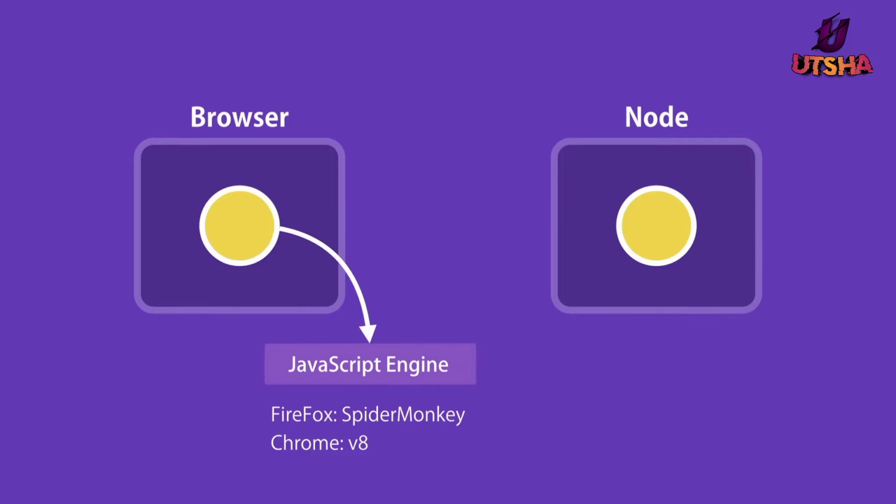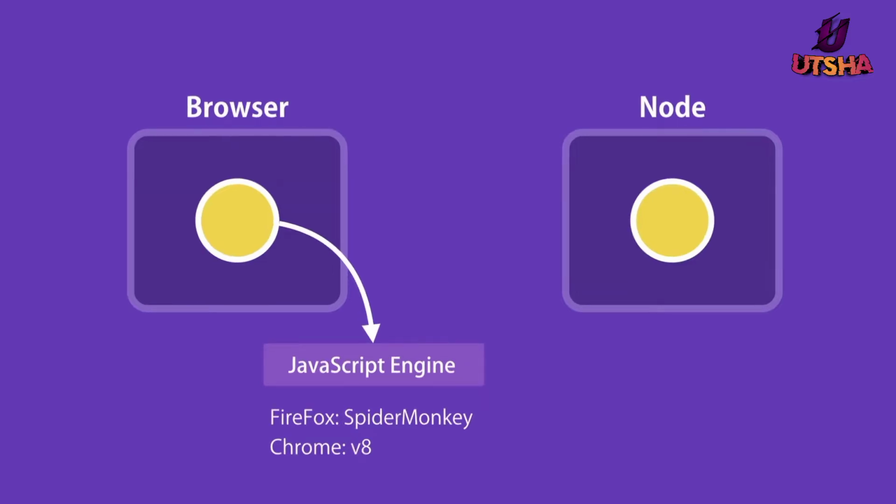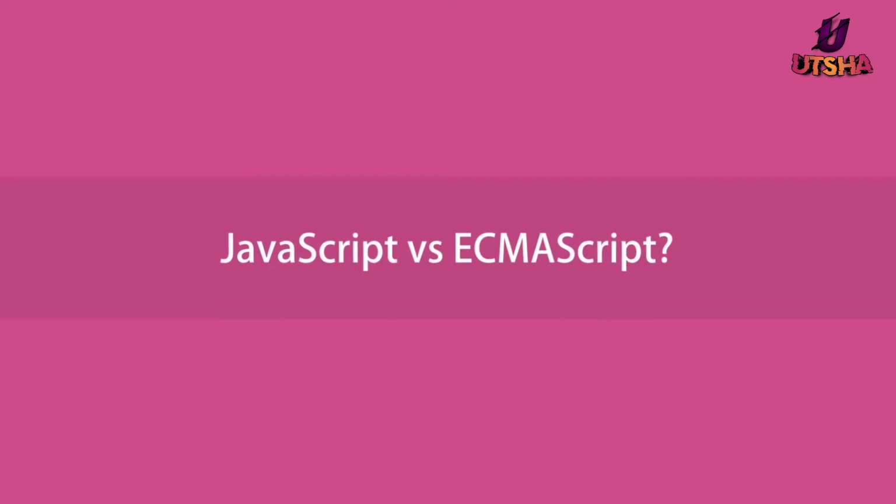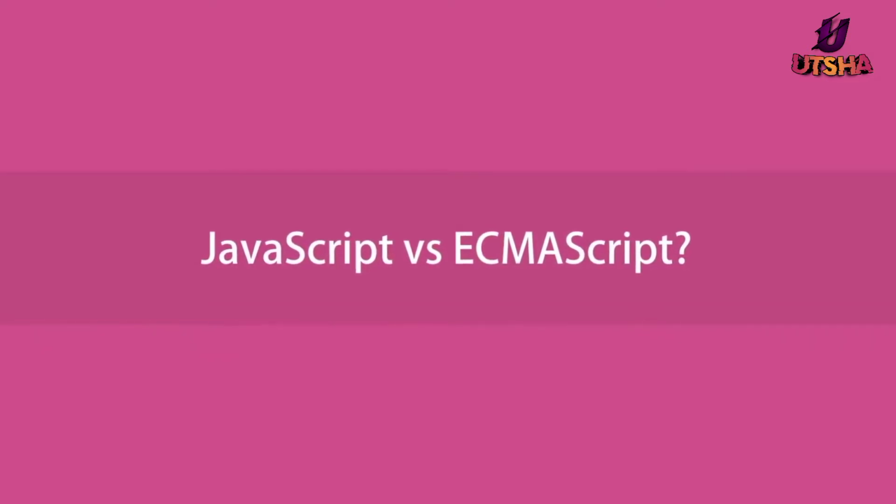So in a nutshell, JavaScript code can be run inside of a browser or in Node. Browsers and Node provide a runtime environment for our JavaScript code. And finally, the last question. What is the difference between JavaScript and ECMAScript?